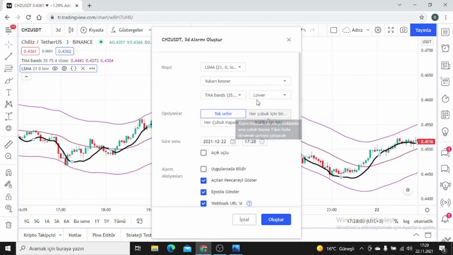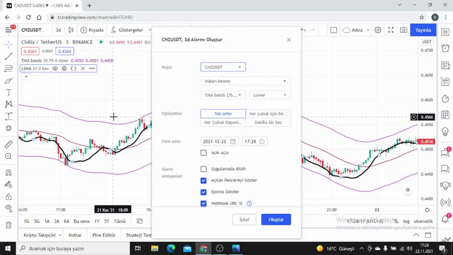We click on the up cross option and here I am giving an example for TMA bands. If we want a bottom cross we will select the lower band of the TMA, so like this. We will choose the lower band, equalize LSMA to the lower band, and those that cross the lower band up will create a buy condition for us, guys.